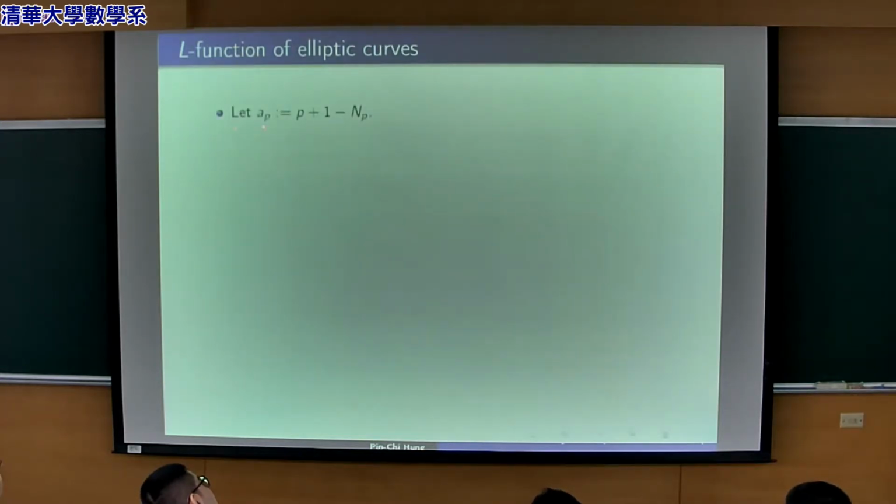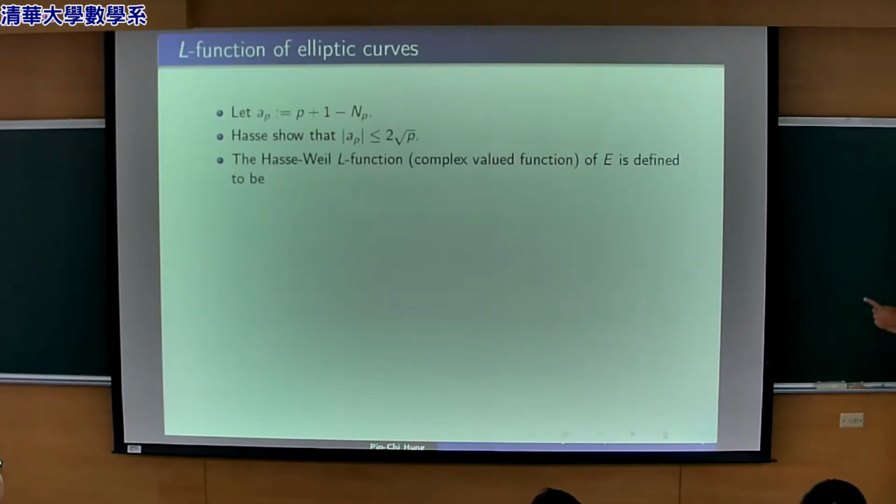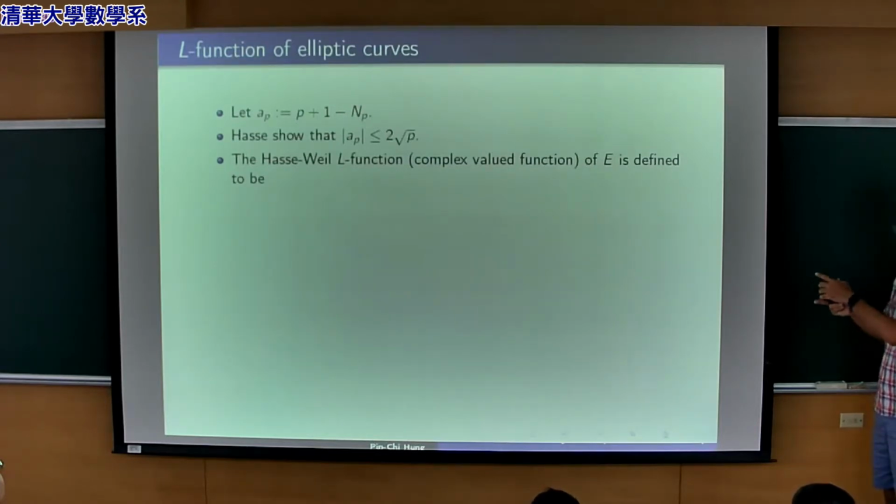Namely, we consider a_p to be the difference p minus (N_p plus 1), with N_p the number of solutions. And this is a theorem that a_p has a bound of 2 square root of p. According to this, we can consider this function, which is called the Hasse-Weil L-function, a function in my title. We have a curve and we have a function. And then we will take the derivative. And why would we take the derivative? We will find out a couple of minutes later.